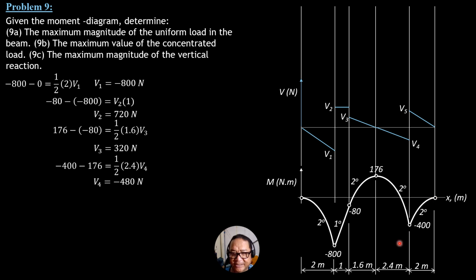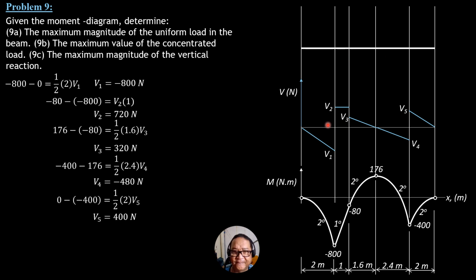So 0 minus negative 400 equals 1/2 of 2 times V sub 5. 0 minus negative 400 equals area, 1/2 of 2 meters times V sub 5. So V sub 5 is 400 newtons. Then we go up. Let's have the load diagram shown.